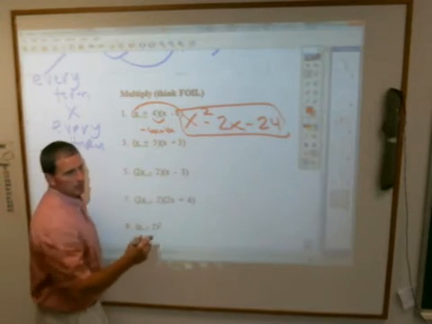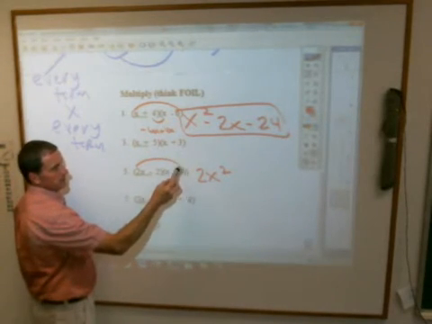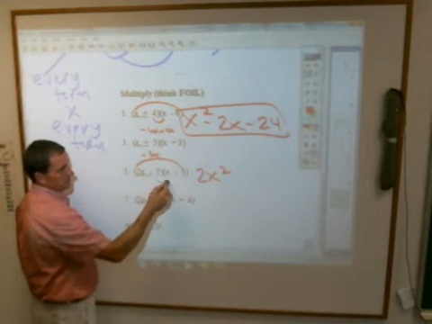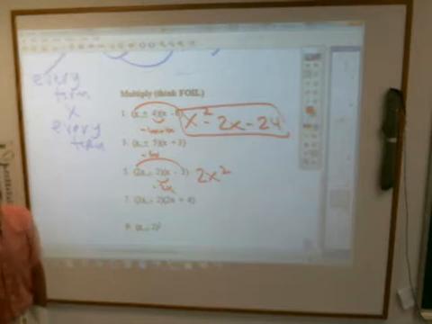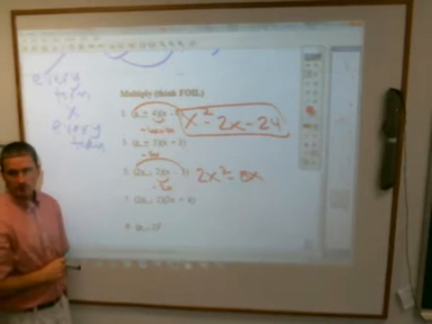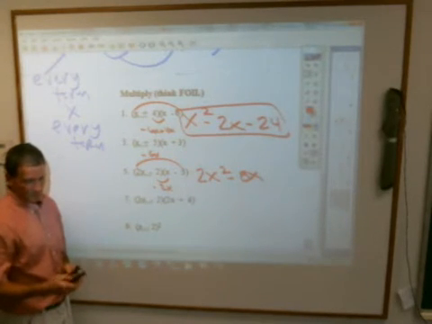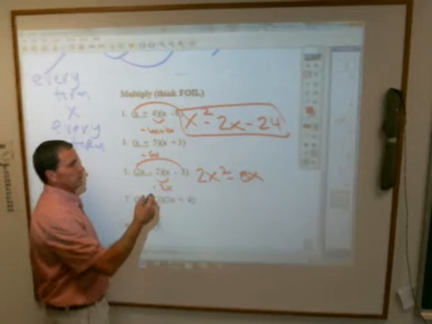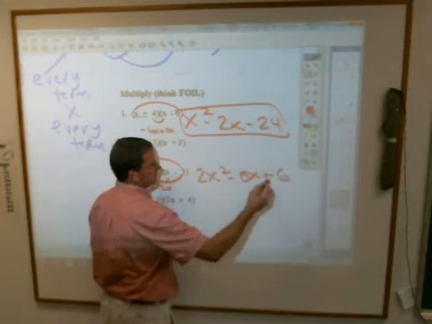2x times x is 2x squared. What do I get when I multiply the outside terms together? Negative 6x. Inside terms together is, anybody? Negative 2x. If you put those two x terms together, you end up with negative 8x. Okay, and then what are your two last terms? What do a -3 and a -2 give you? +6. Bam.